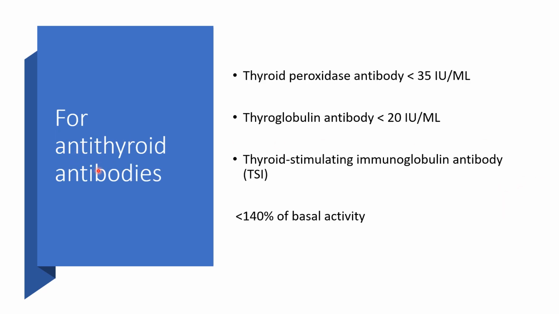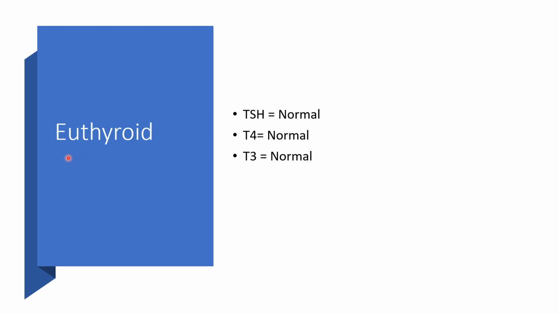Now, for antithyroid antibodies, thyroid peroxidase antibody less than 35 international units per ml will be the expected situation. We don't want it to be high. Thyroglobulin antibody less than 20 international units per ml, while thyroid-stimulating immunoglobulin antibody less than 140% of basal activity will be the normal range. We've seen the normal range values for all these tests, right?